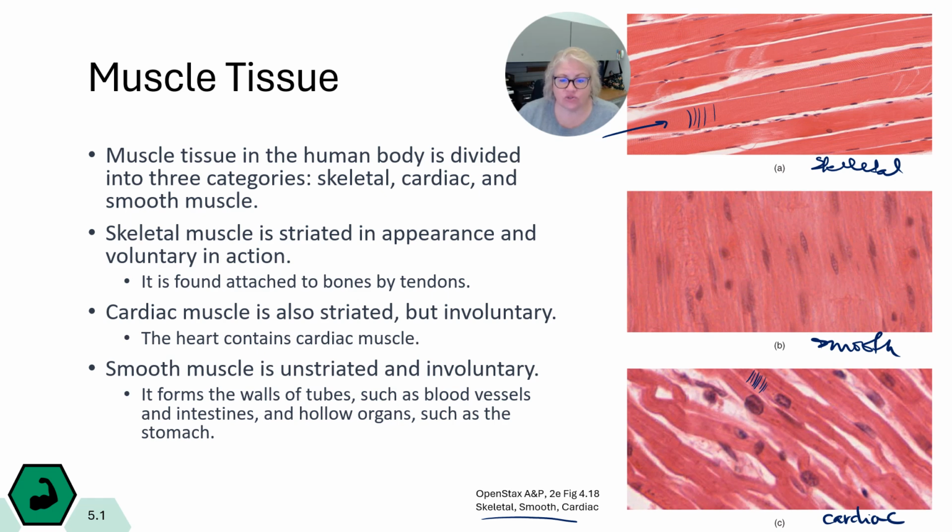Smooth muscle is unstriated and involuntary. So here's smooth muscle. It doesn't have the striations. It forms the walls of the tube, such as the blood vessels, intestines, and hollow organs, such as the stomach.